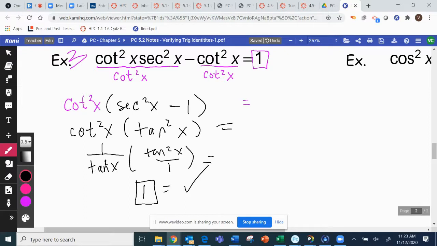done just that quick. Is there anyone in here that would like to see me work it out not using the secant squared x minus 1 because you don't have it memorized? Yes, okay. I thought somebody might want to see it.